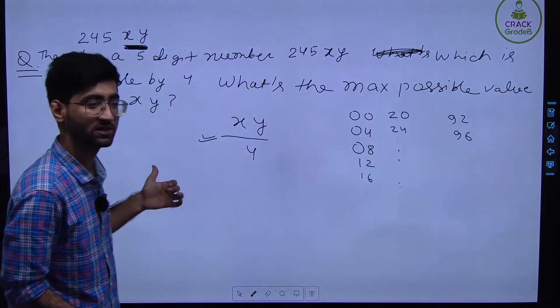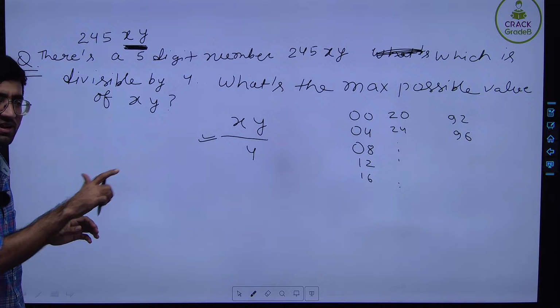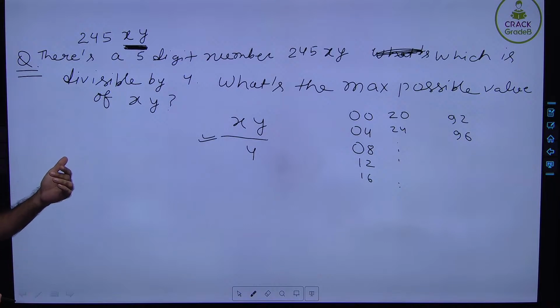Any doubt? See, don't worry, these kind of questions are just trickier. When we have quizzes chapter wise, trust me, you will be able to solve questions and solve questions quickly, right?